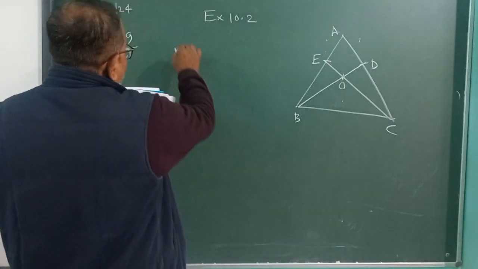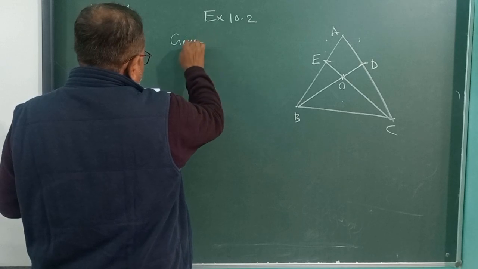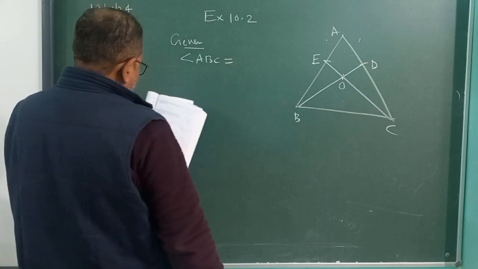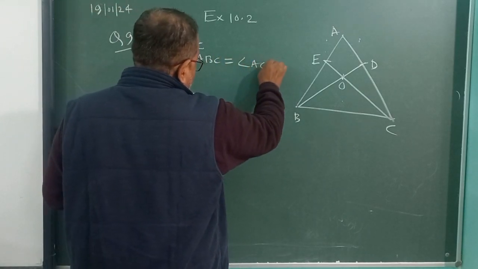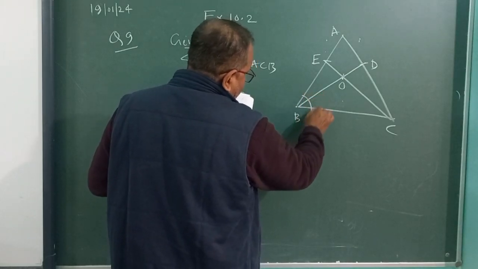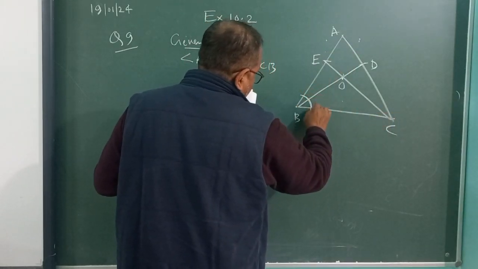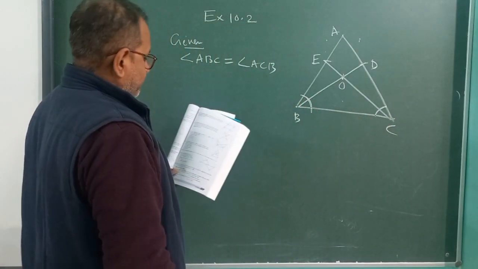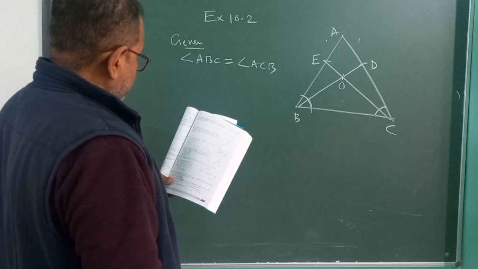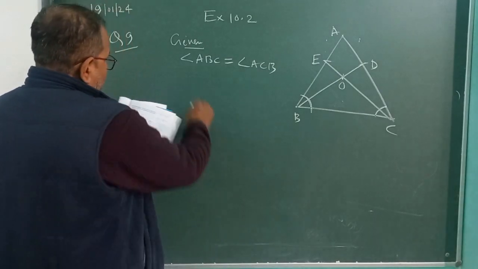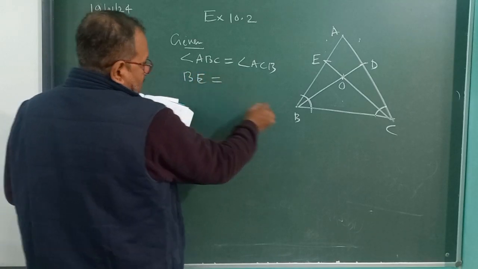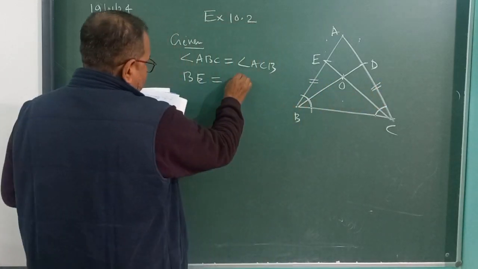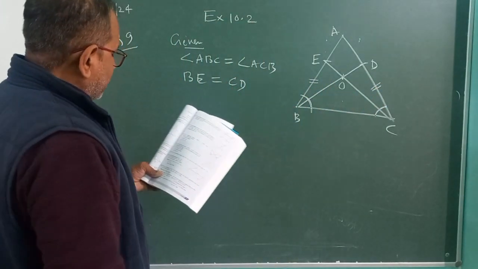What is given? Given that angle ABC is equal to angle ACB. Complete angle ABC. Angle ABC is equal to angle ACB. It is given. And BE is equal to CD. It is also given. BE is equal to CD, given.